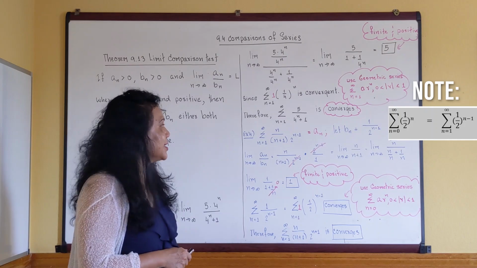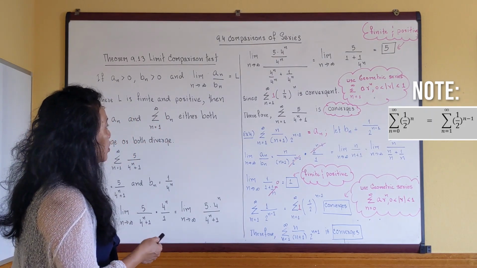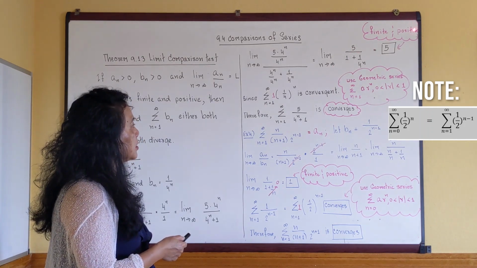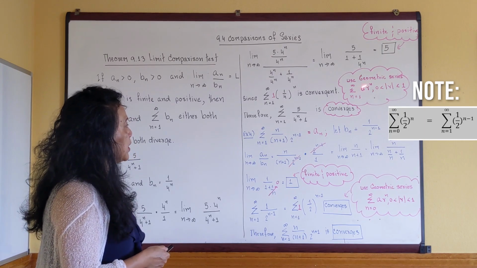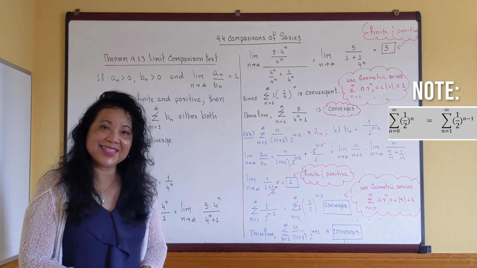So the original one converges. When you do the homework, make sure you write all the details: how you simplify it, and make sure you prove that the limit is finite and positive, and which theorem you apply. So we finished 9.4. I'll see you next time.